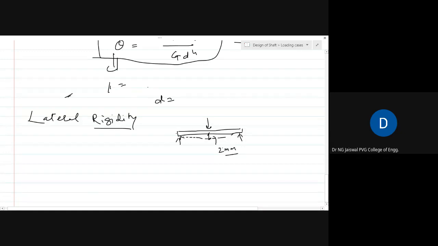So the problem statement will be like this: the shaft is subjected to so many forces, and thereby you can find out the maximum bending moment. Under the action of this loading, design the shaft in such a way that the maximum deflection should not be more than 2 mm. If this is your way of thinking, your approach, then it means that you are designing on the basis of lateral rigidity, right? So these are the various ways to design the shaft.